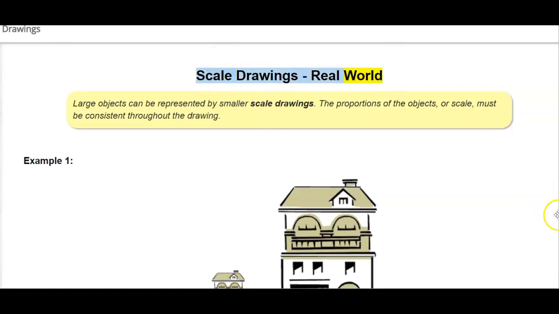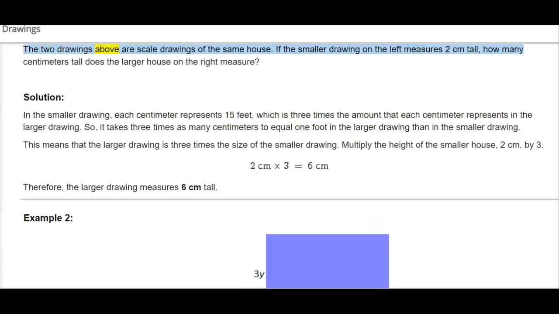Scale drawings, real world. Large objects can be represented by smaller scale drawings. The proportions of the objects, or scale, must be consistent throughout the drawing. Example 1. The two drawings above are scale drawings of the same house.